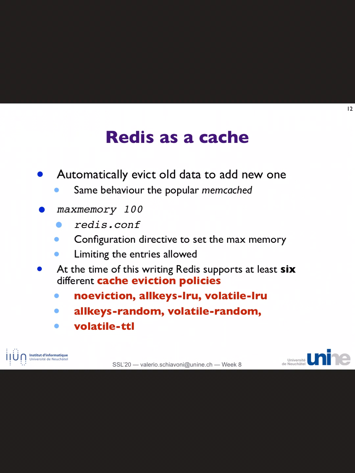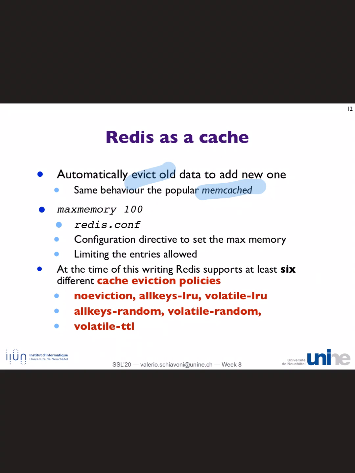In particular, we are going to use Redis as a cache, which is the ultimate goal of this part of this last module. Redis has support to automatically evict old data and to add new data. And so this is basically what caches are supposed to do, and it is exactly the same behavior as other popular real-world caches. One of them is, for instance, memcached, which you might have heard before.